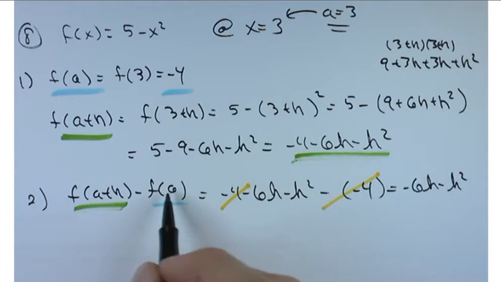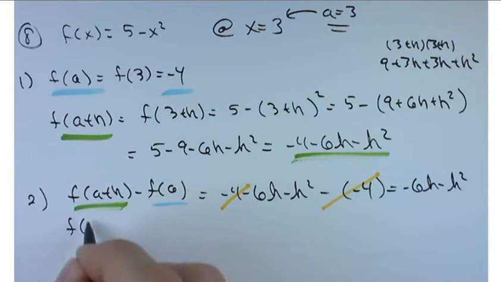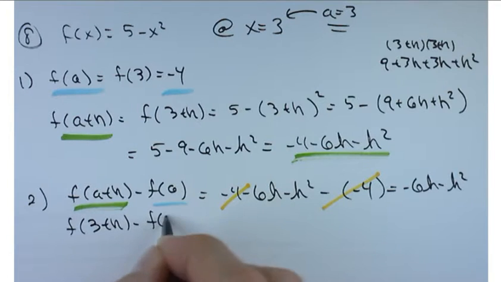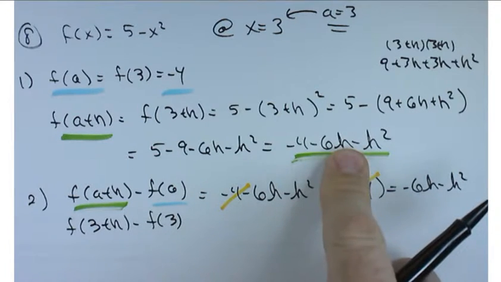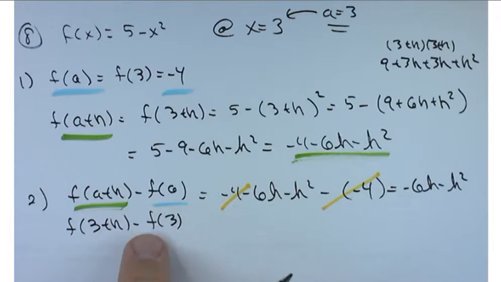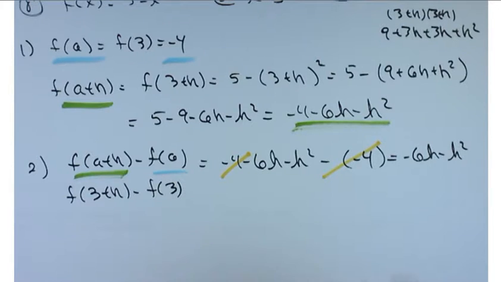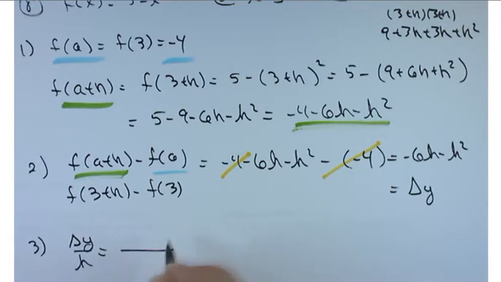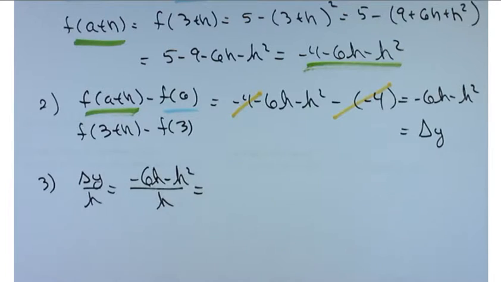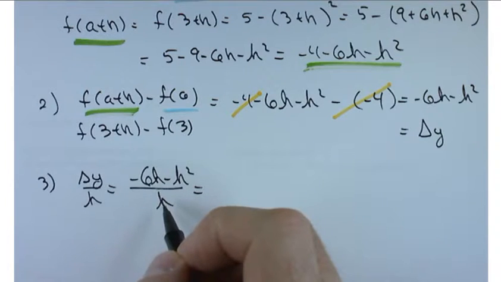Minus f of h. So in this case, it's f of 3 plus h minus f of 3. There's f of 3 plus h, and there's f of 3. So that's where you got the extra -4. All right. That's your delta y. And in the next step, I want to calculate delta y over h. Please, please, please don't cancel the h into the 6 like that. You can't. You cannot cancel this into this or this into this.